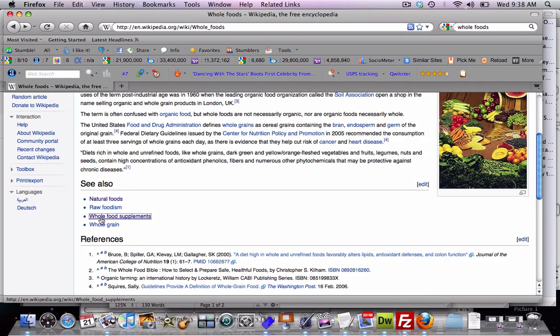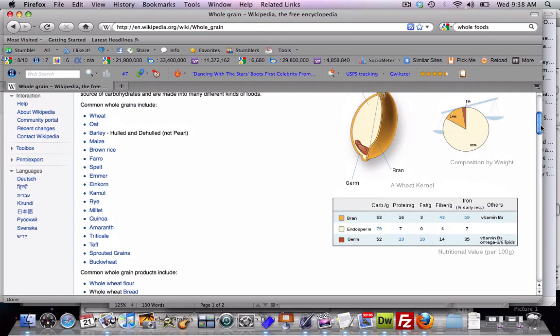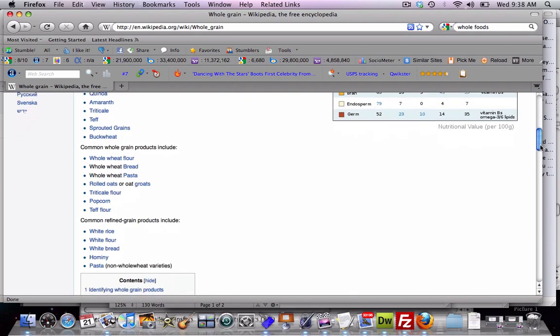Maybe not here, but under whole grains, for example. You could write an article on wheat. You could write an article on oat. You could write an article on barley. You could write an article on maize. You could write an article on brown rice. Look at this. You could write articles on teff flour and popcorn and triticale flour and rolled oats and groats and pasta and bread and whole wheat flour and white rice.